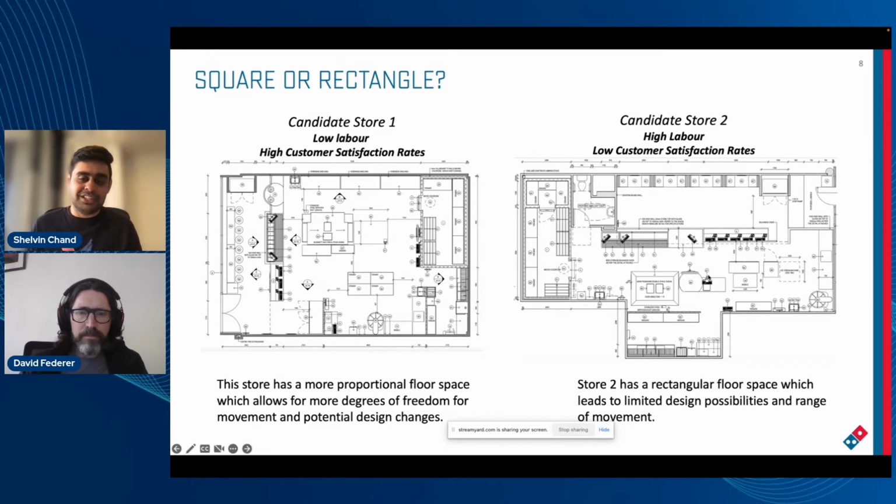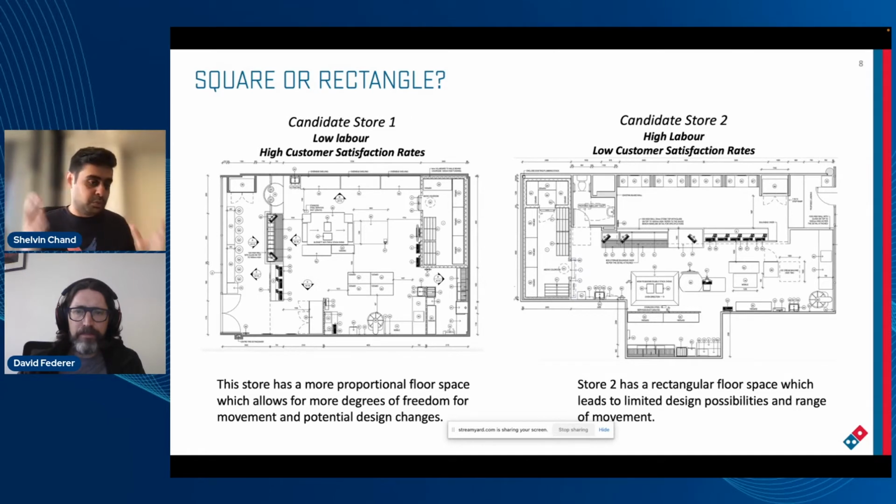And what we discovered through simulation, we've also seen translates into metrics outside of that. We found that a store with more rectangular floor space generally requires higher labor, because there's restricted movement, and you might need more staff members to get the same thing done. We also saw that it might result in higher order times, which also results in lower customer satisfaction, as opposed to a more proportional floor space. So that's something that we started off with.